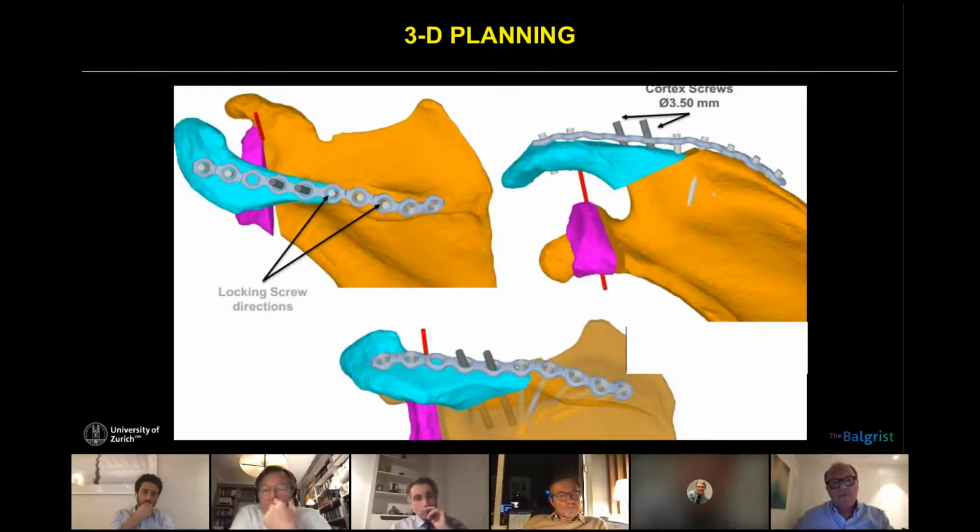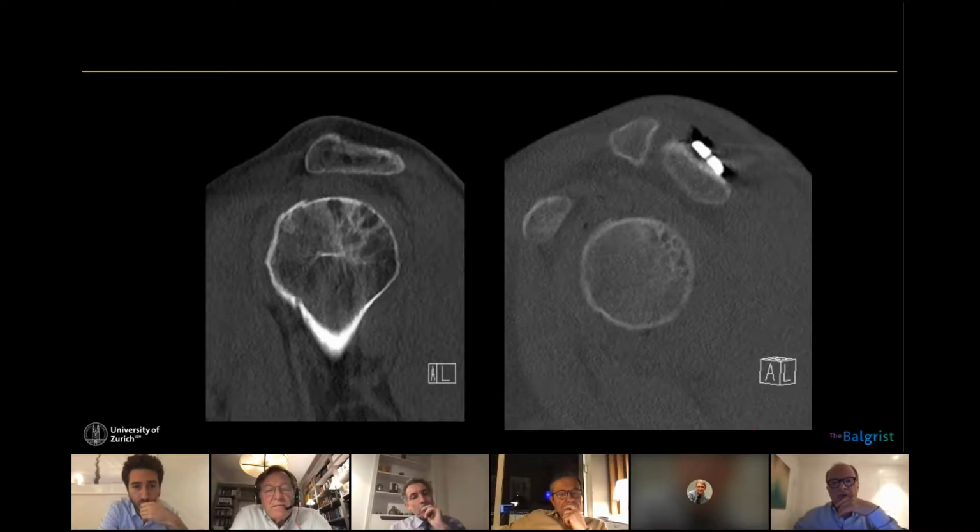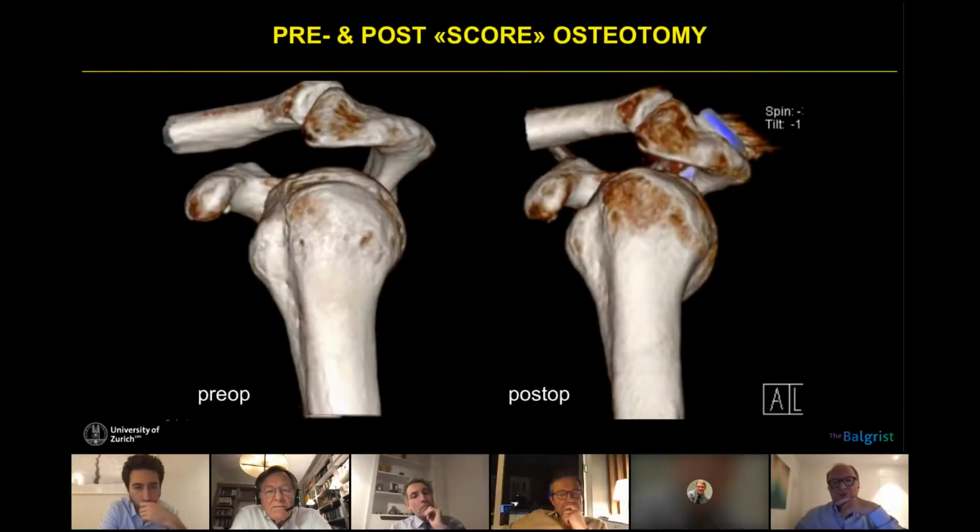And how do we do that? The first step is that we plan three-dimensionally, with cutting guides, the osteotomy of the glenoid, then do an osteotomy of the acromion back here at the scapular spine, and translate and rotate the acromion so that it becomes a normal acromion. Here you see this case post-operatively, and if you look at the preoperative acromion here and the post-operative acromion here, you see how different the orientation is. And this is the post-operative CT scan.